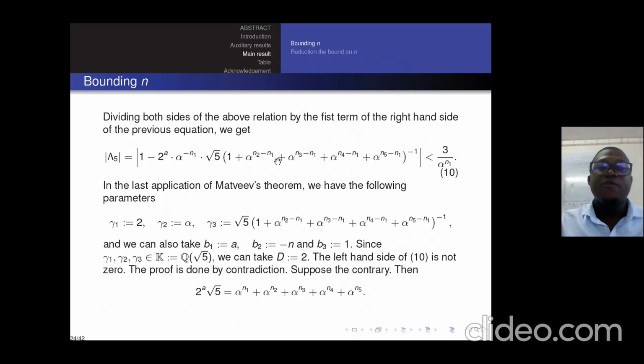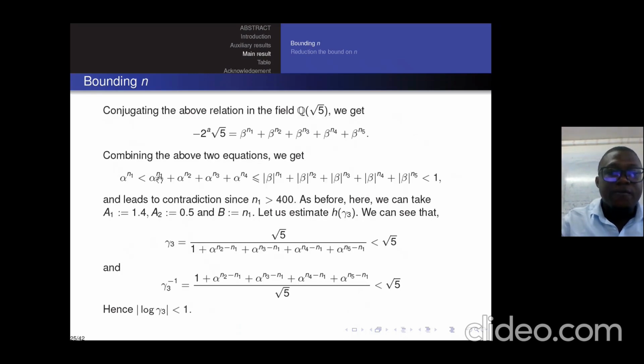Dividing both sides of the above relation by the first term of the right-hand side of the previous equation, we get lambda 5, which is less than 3 over alpha to the power n1. In the last application of Matthew's theorem, we will get the following with these parameters. We first try to prove that lambda 5 is not equal to 0, since it is one of the hypotheses to be verified before applying Matthew's theorem. And we did it by contradiction.